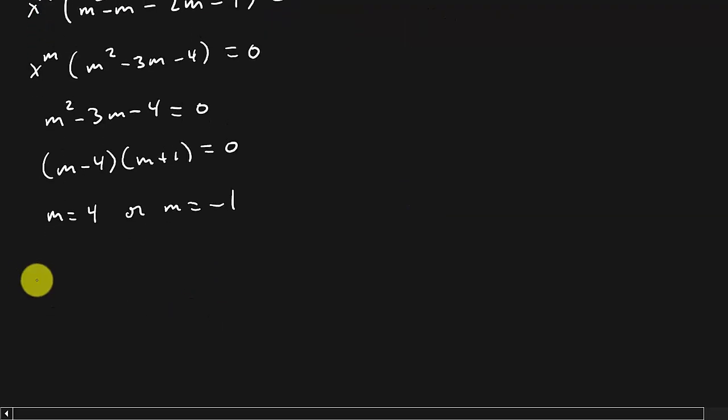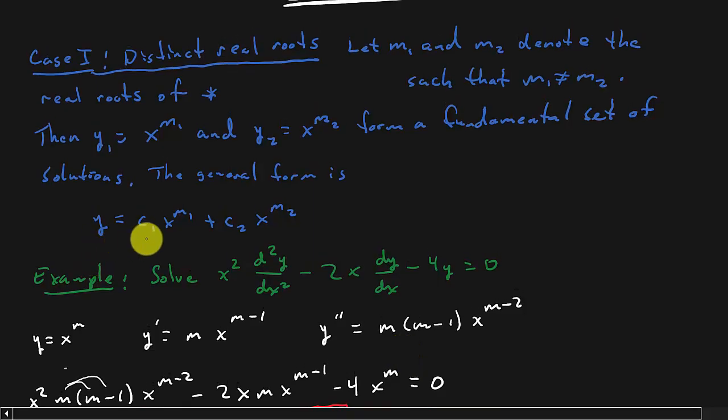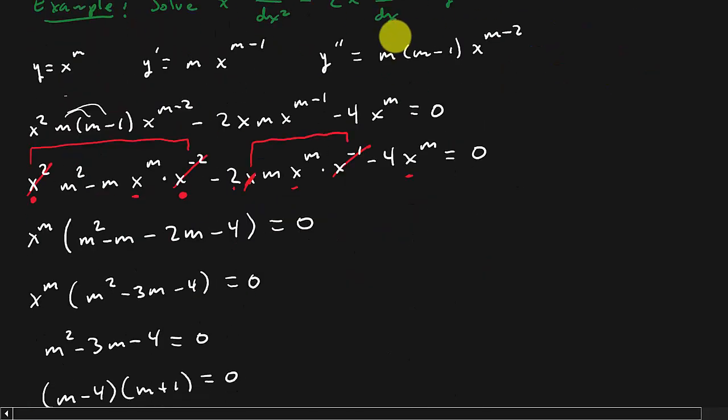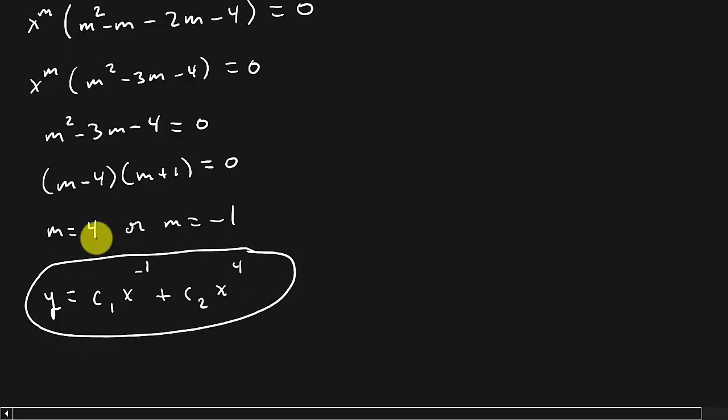And so what do we get as our solution? Well, y is equal to, and notice what it says here, y is equal to c1 x to the m sub 1 plus c2 x to the m sub 2. And so I've got c1 x to the negative 1 plus c2 x to the 4th. Now, you might be thinking, why is that not m1 and this m2? It doesn't matter. You can write c1 x to the fourth plus c2 x to the negative 1. That's fine. It doesn't matter.